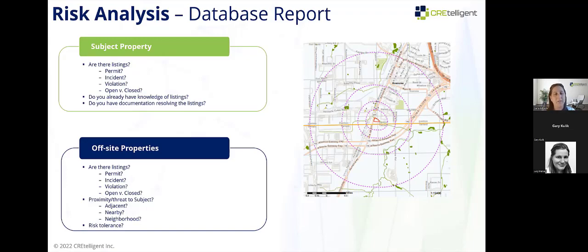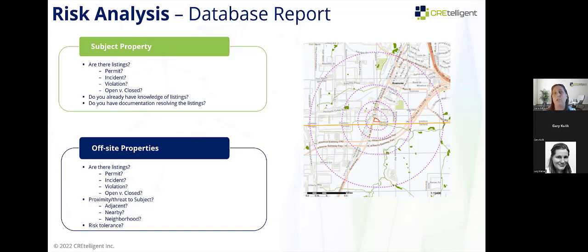When you're looking at your offsite properties, it's very similar: permit, incident, violation, open versus closed. But you also have to start considering the proximity to your property. Can an offsite property be presenting a risk to your subject property? Or do you feel like it's far enough away that it's reasonable enough to understand that the plume wouldn't generally have migrated that far? Some database reports will incorporate the entire area of footprint or area of a Superfund site.